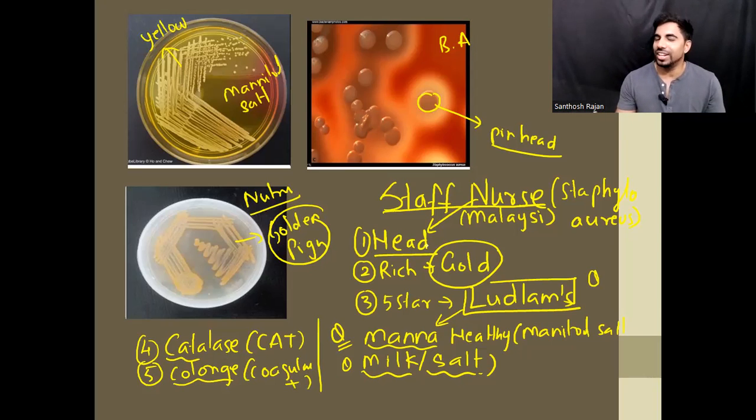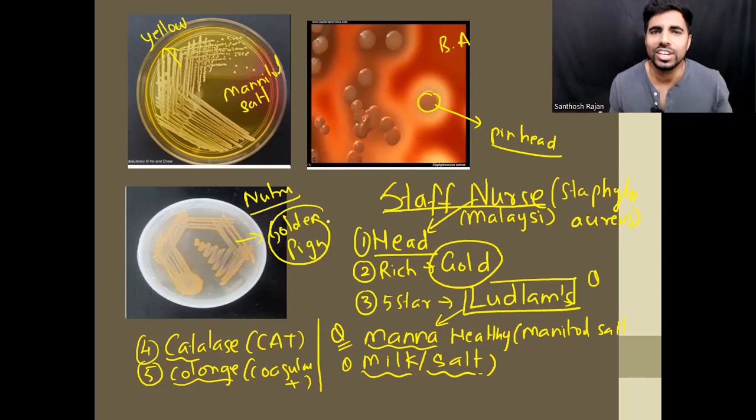Staff nurses usually head the department. They have a lot of gold. They eat only Manna health product, mannitol salt as my clue. Salt and milk are favorites. If you want grapes, they like grapes. A lot of grape juice comes from Kerala only, it's the Malayali nurses' favorite. In Delhi, maybe you get a lot of grape juice. Grape-like clusters also, Staphylococcus aureus.